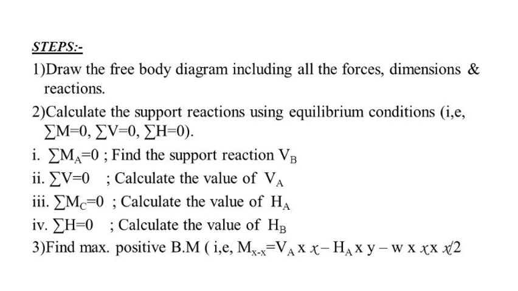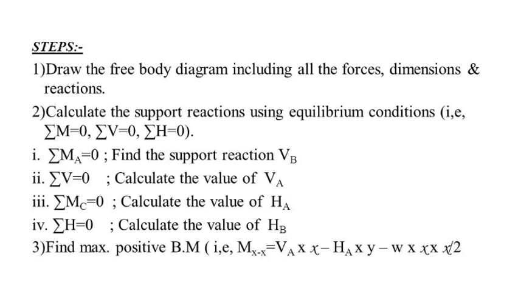So we know the steps. Draw the free body diagram, showing the reactions at the support level. Apply the conditions of equilibrium: sigma M is equal to 0, sigma V is equal to 0 and sigma H is equal to 0 to find the support reaction. To find the horizontal reaction, apply the condition sigma Mc is equal to 0, that is moment about the crown as 0, you get the horizontal reaction.